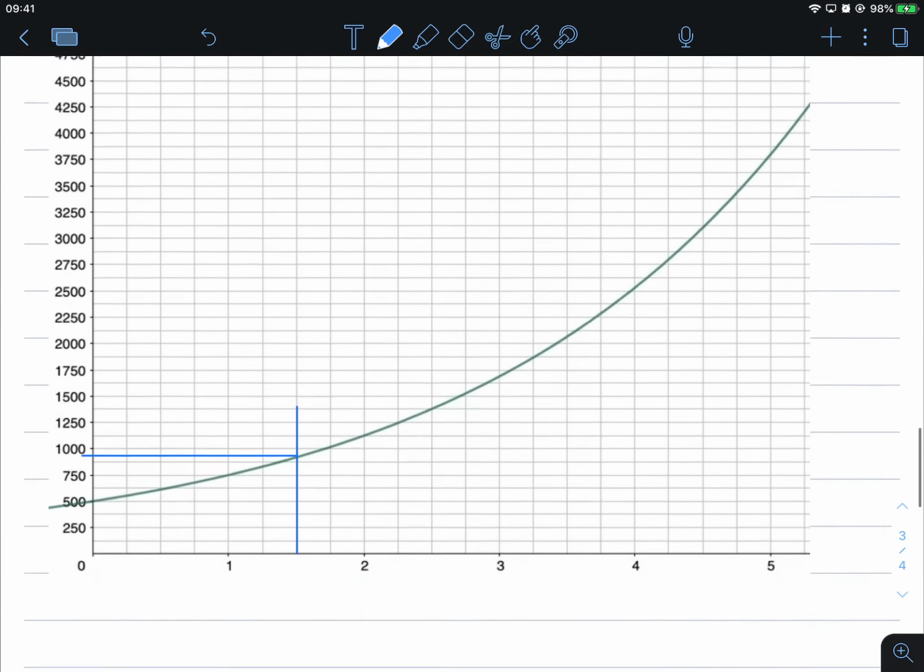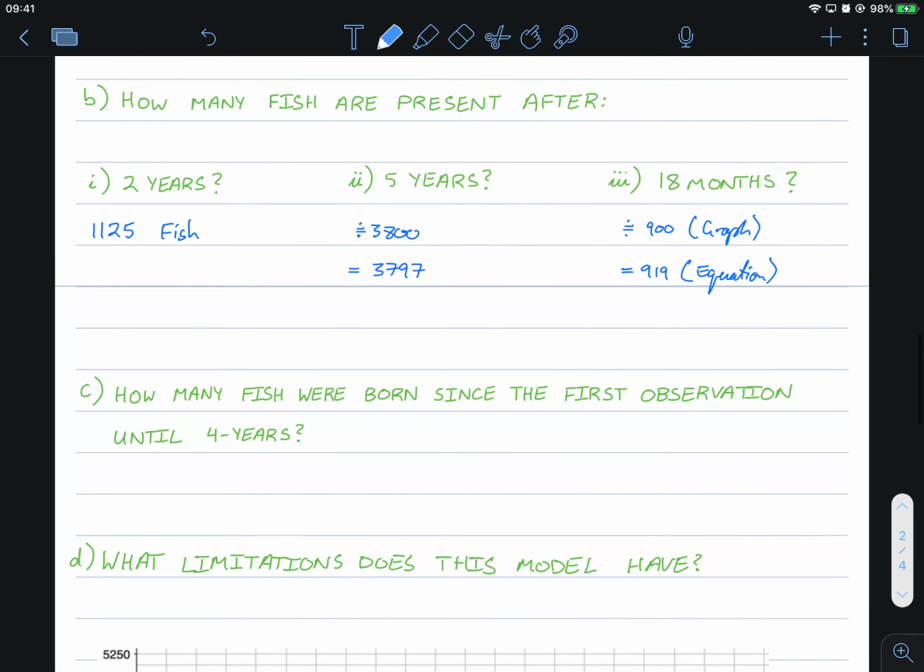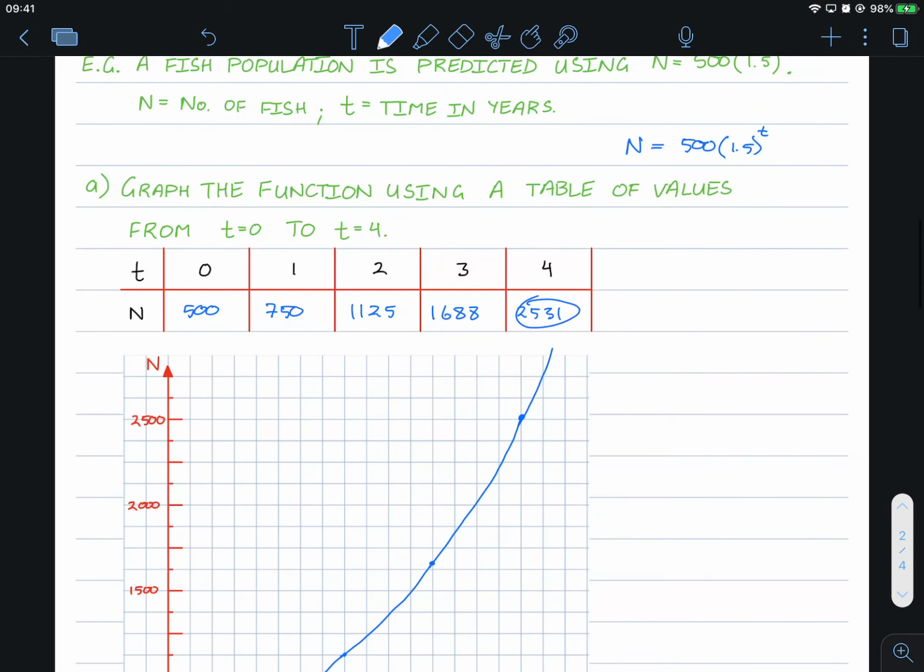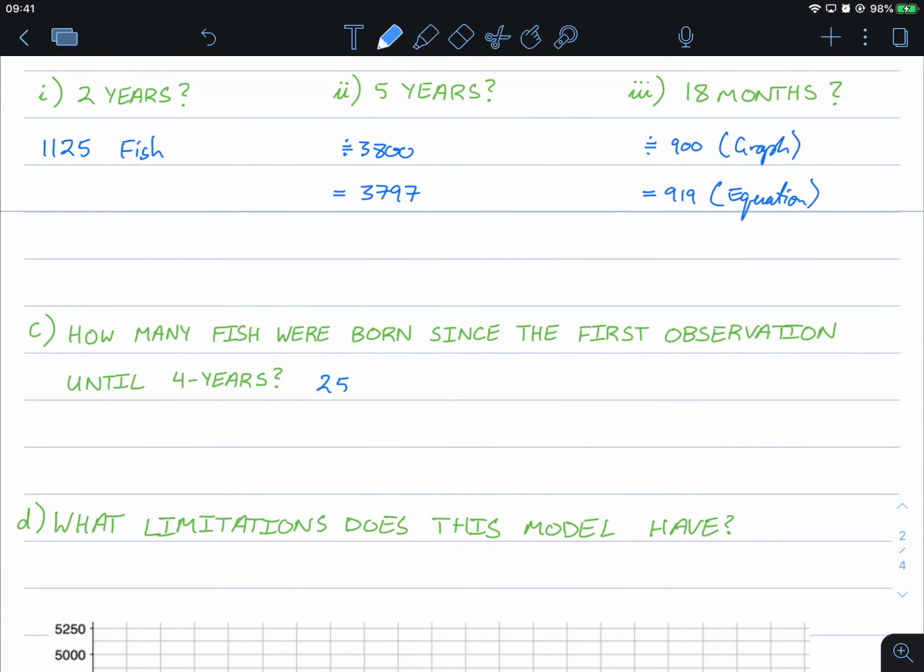How many fish were born since the first observation until 4 years? So what this question is asking us is, since we first observed the pond until the 4th year, how many fish were born in that time? Well, in the 4th year, there were 2,531 fish. And if we subtract the original amount, the difference tells us the exact number that were born in that time. So this is actually 2,031 fish.